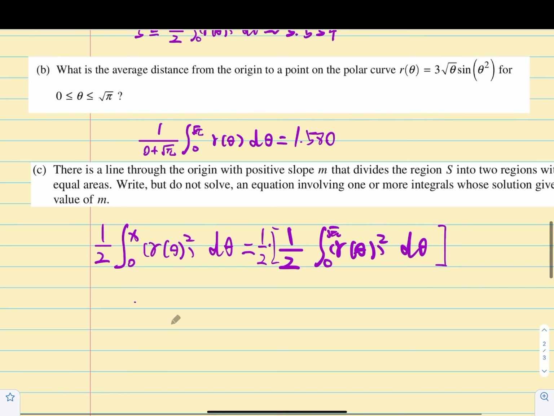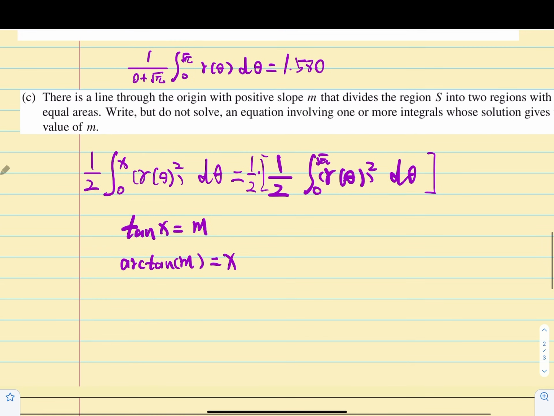So we know the tangent x. The tangent x is equal to the slope m. So we can see the arctangent of m is equal to x.